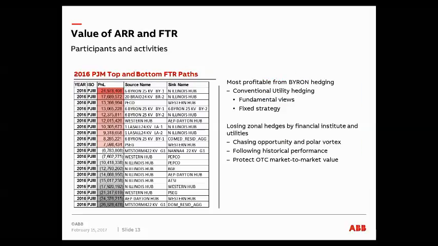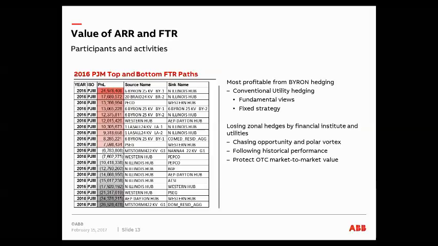Some of the utilities increased their investment because of the extreme weather, just to follow the risk. So in order to look at more details, I downloaded the top 10 and the bottom 10 performing FTR paths. The most profitable FTR path in the PJM market is highlighted in red color. It's mostly from utility hedging on the nuclear unit on the western side of PJM.